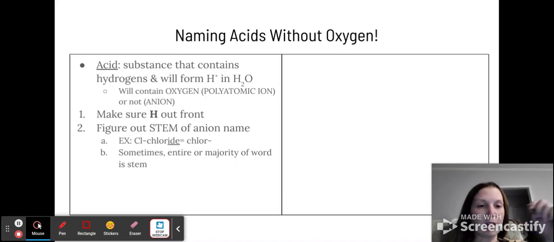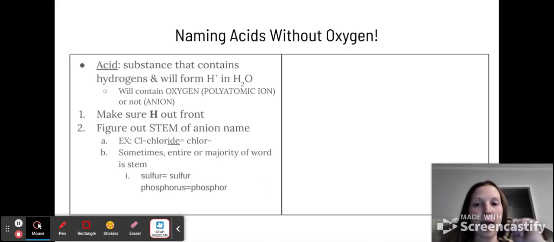We have to take that a step further on some examples. For instance, the majority of the word is the stem. Sometimes the entire word is the stem. For instance, sulfur, the whole stem is sulfur. So just be prepared for that. Phosphorus, the whole stem is phosphor. So just know that as we go into some of these.